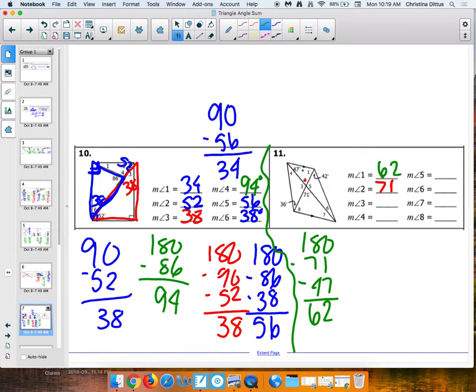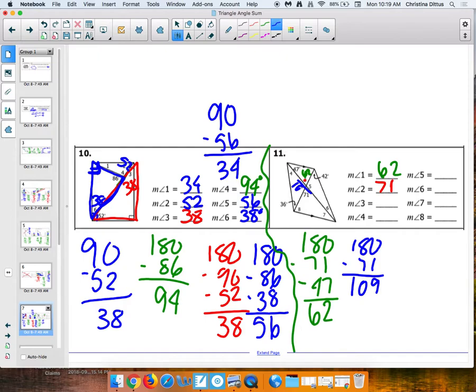Wait, is 3 and 5 109? How'd you get that, Tyra? You got a straight line here. So 180 minus 71 left us with 109, right? So which angles are 109? 3 and 5.